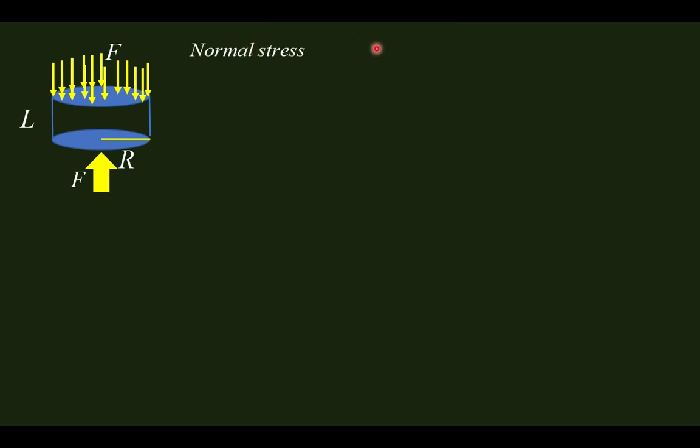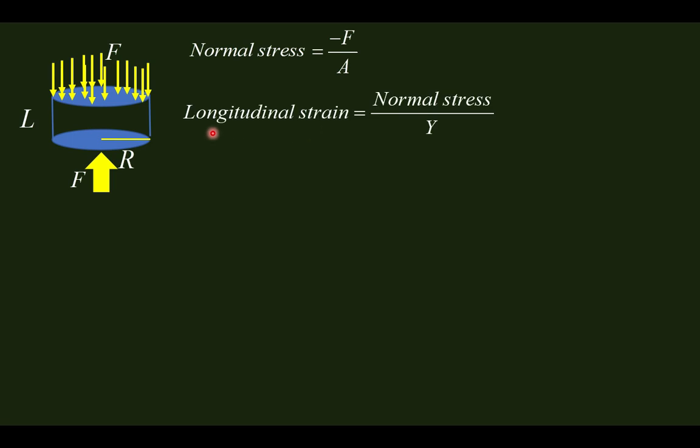Normal stress is the stress on a section where force acts normally on it. So normal stress here is F over A, with a minus sign because this force is compressive in nature. This normal stress will produce a longitudinal strain, defined by normal stress over Young's modulus. Strain means change in length over length.